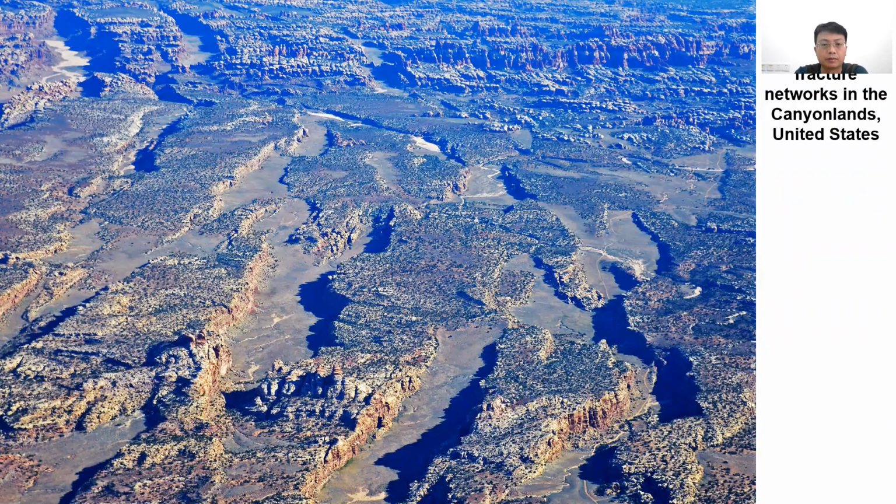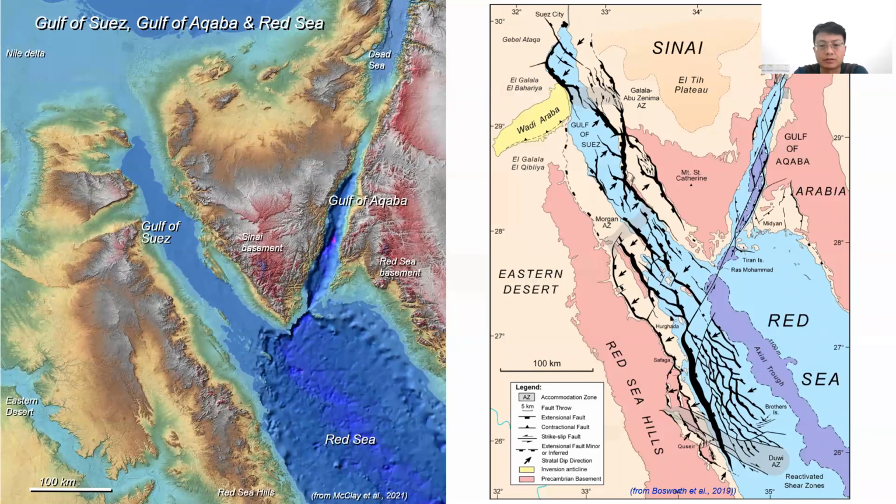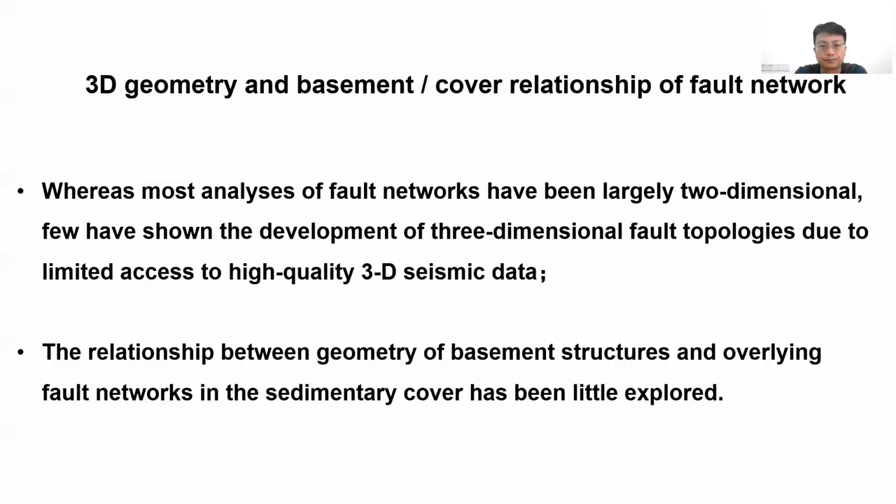Here is an example from Kaiserland, the United States, also showing faults of different orientations, as well as fractures. On a larger scale, here is the fault map from the Red Sea and the Gulf of Suez, where we can see that the western margin of the Red Sea has a complex nest of fault networks on the margins.